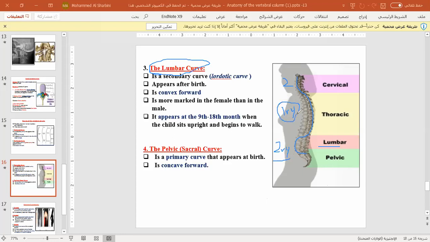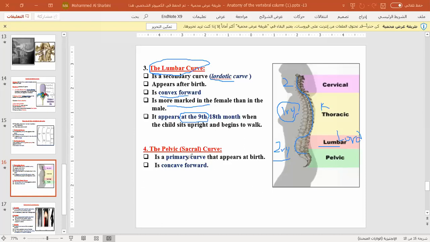The primary curve of the thoracic is named kyphotic. The secondary curve of the lumbar is named lordotic. Lord, like a general or a police officer, who pushes his abdomen out to the front. So it is named the lordotic curve, convex anterior, convex from anterior or forward. It is more marked in females, and it appears at the age of 9 months.